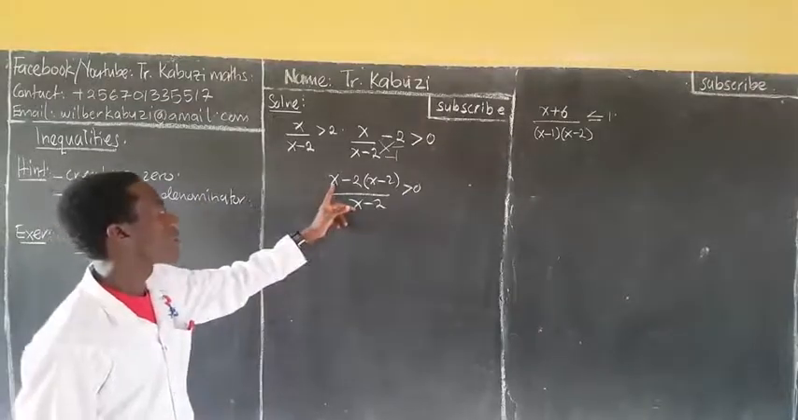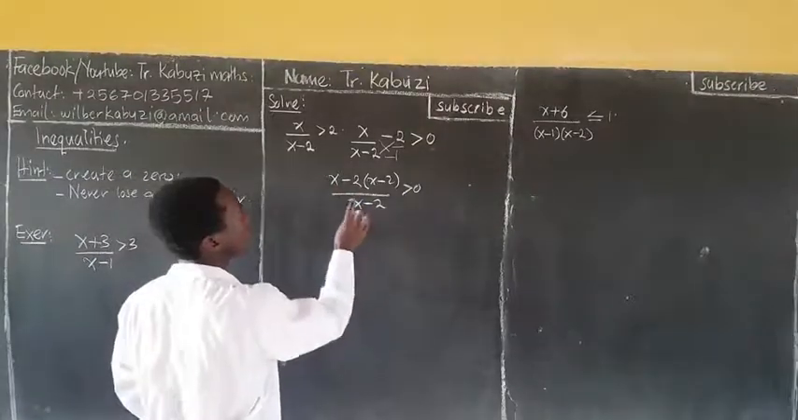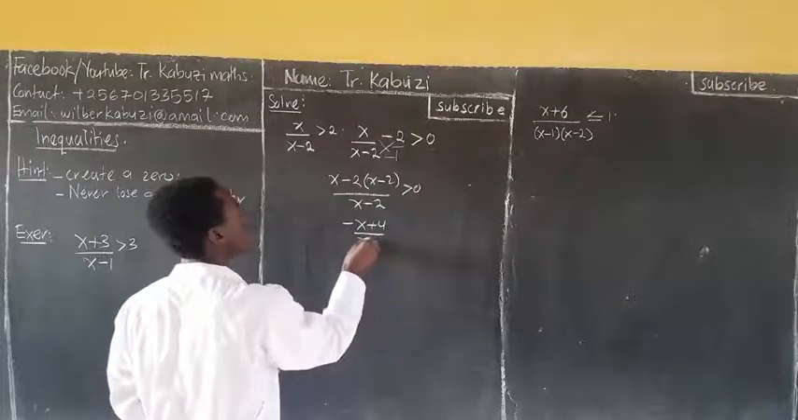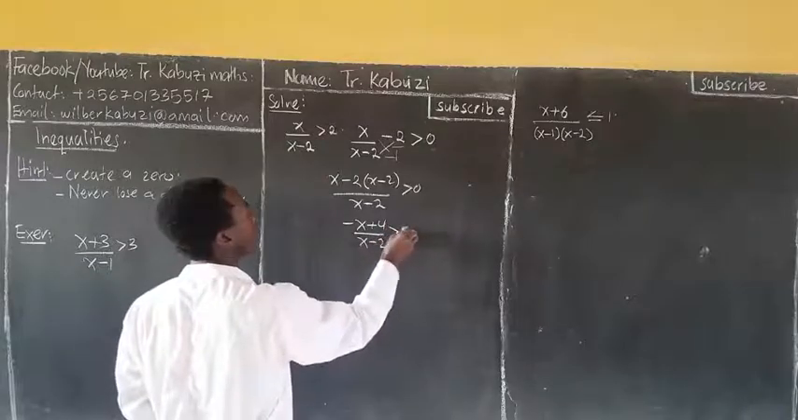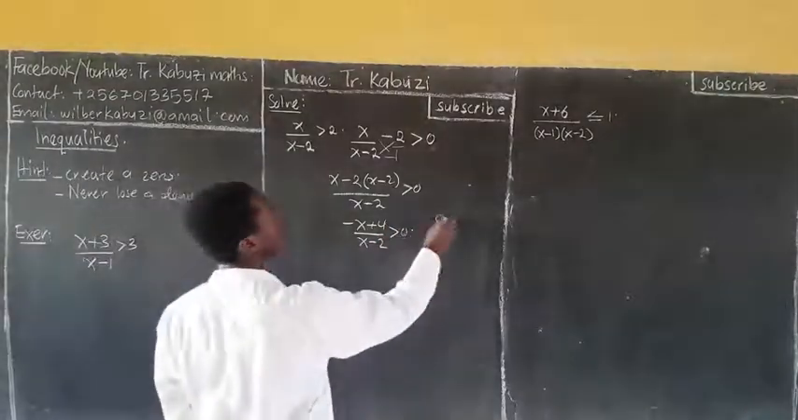When you open the brackets, I'll be adding x minus 2x, which will give me negative x, then negative and negative to get 4, the whole over x minus 2 greater than 0. Now here I get my critical values.